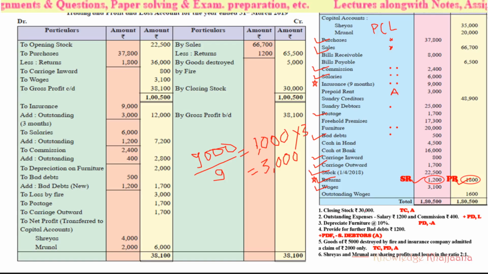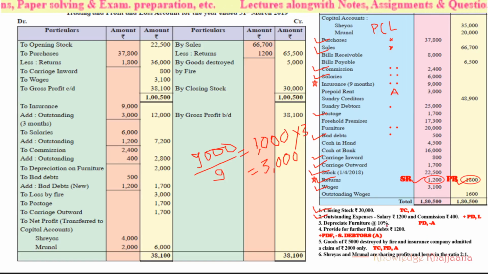Closing stock is rupees 30,000. First effect we have done. Then outstanding expenses: salary rupees 1200 and commission rupees 400. Salaries 1200 and commission 400. One effect of both of these we have done over here. Second effect is still remaining.